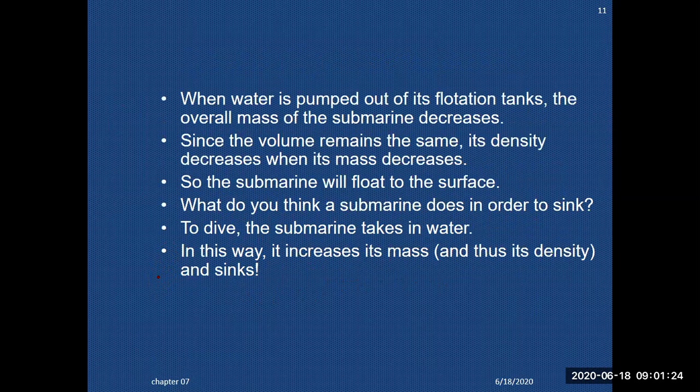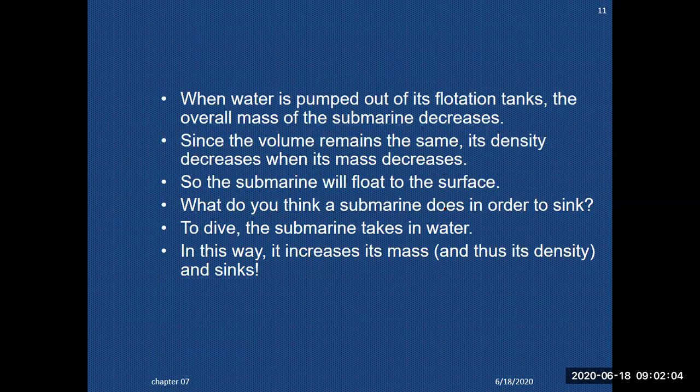By releasing, submarines become light. By filling, the submarine becomes heavy. So if the weight is equal to the upthrust, then it will float in between. But if the upthrust is increased, then it will come up. But if the weight is more, then it will go down to the bottom. When the water is pumped out of the flotation tanks, the overall mass of the submarine decreases. When the volume remains the same, its density decreases when its mass decreases. So the submarine will float to the surface.